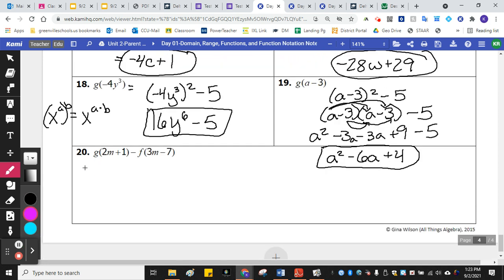Go to g, plug in 2m plus 1. Simplify that, just like we had to simplify it up here. And then we'll go to f, plug in 3m minus 7.